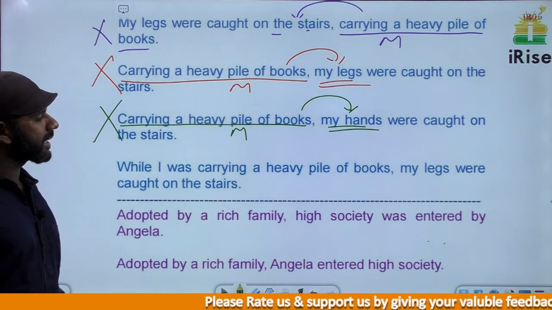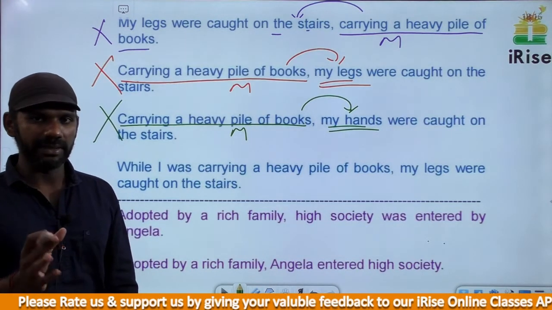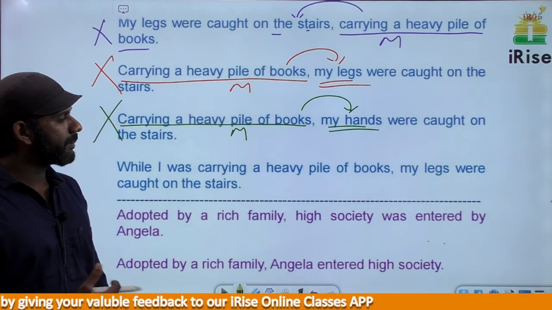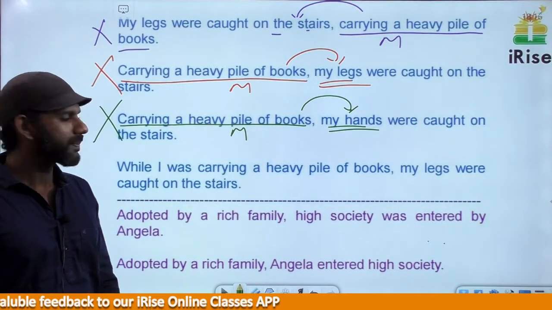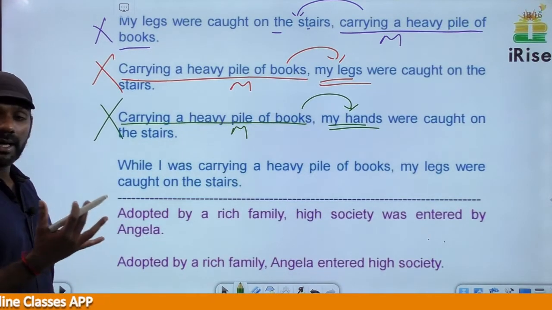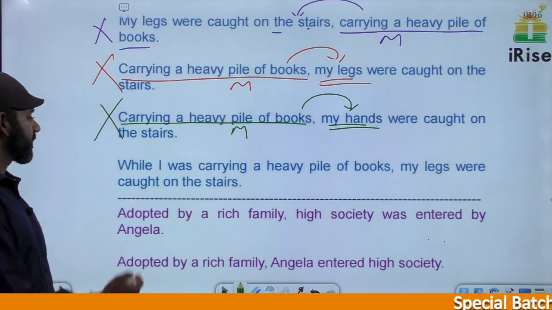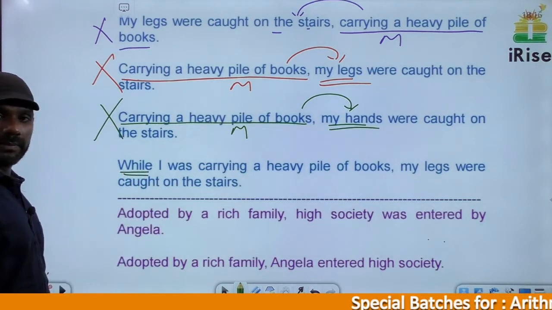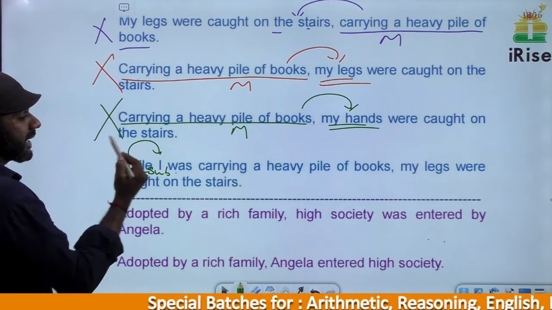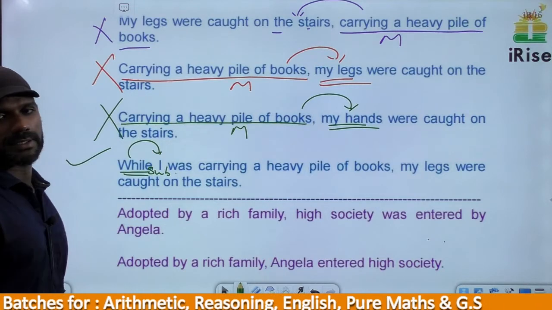While I was carrying a heavy pile of books. Who was carrying? I was carrying. Make sense? While I was carrying a heavy pile of books, my legs or my hands, both are fine, were caught on the stairs. The meaning of this statement is I was carrying a heavy pile of books, and at the time my legs were caught on the stairs. While is an adverbial modifier. Immediately after while we have the subject I, exception with adverbial modifiers, grammatically correct, makes sense.